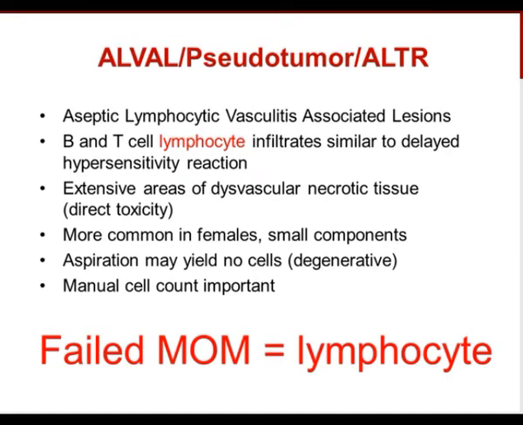It stands for aseptic lymphocytic vasculitis-associated lesions. This is a lymphocytic process which is similar to delayed hypersensitivity reactions. It seems to be more common in females and small components, although I think that's not quite clear at this point. Often in aspirating these patients we'll get no cells. It's all degenerative material, and a manual cell count is important when working up these patients.